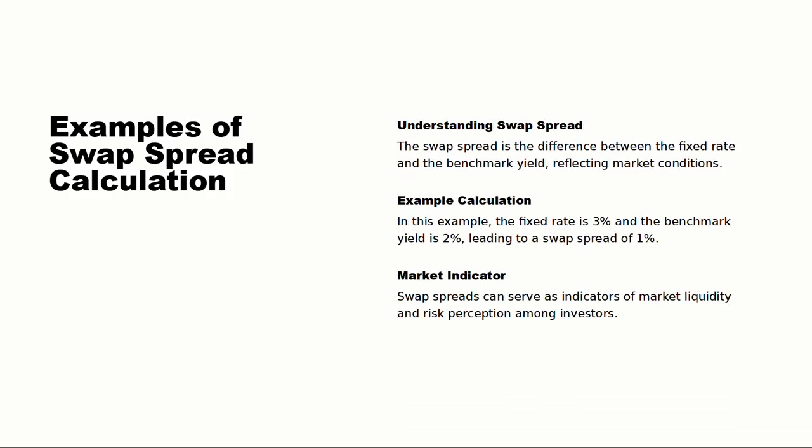Examples of swap spread calculation. The swap spread is the difference between the fixed rate and the benchmark yield, reflecting market conditions. Example calculation. In this example, the fixed rate is 3% and the benchmark yield is 2%, leading to a swap spread of 1%. Market indicator. Swap spreads can serve as indicators of market liquidity and risk perception among investors.